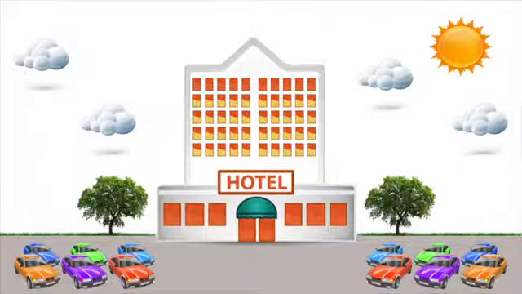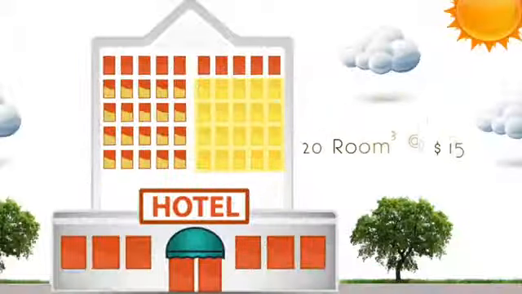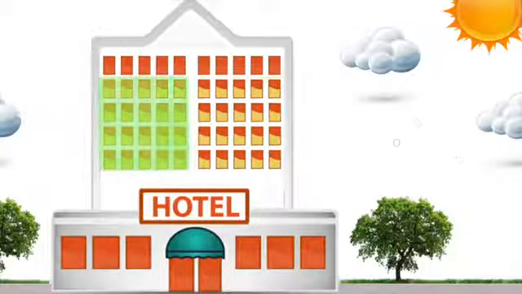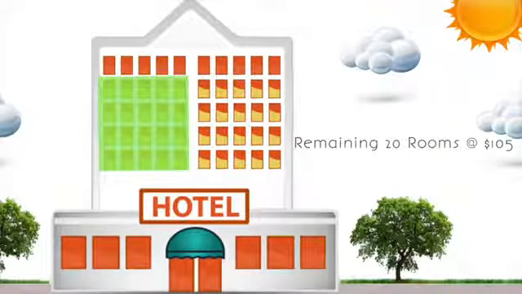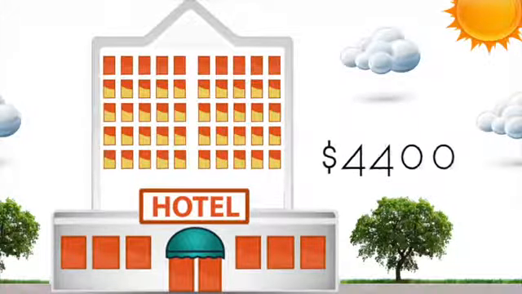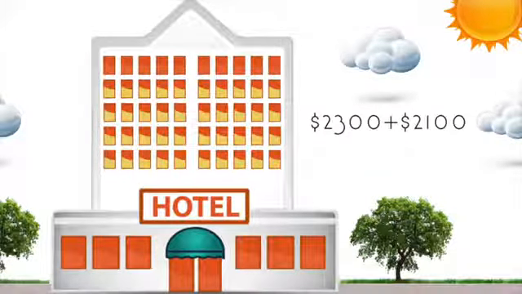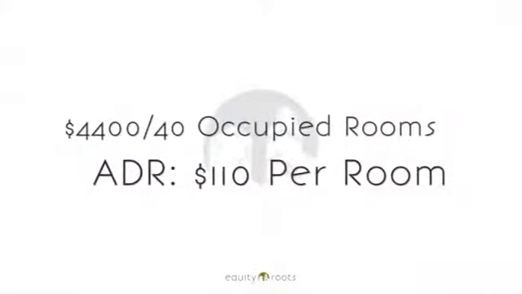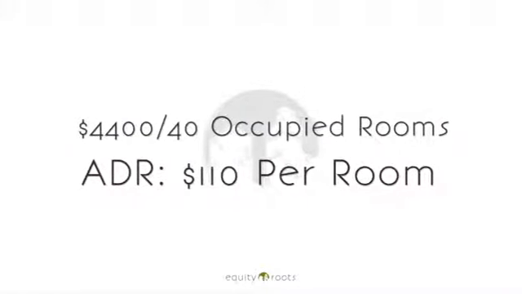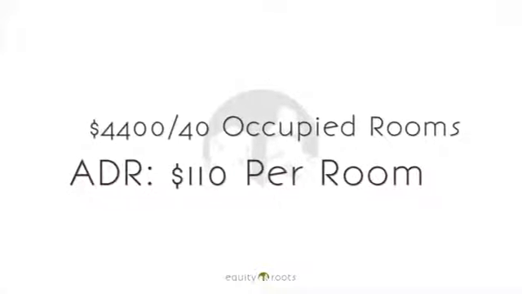Let's go back to our 50-room hotel. Of the 40 rented rooms today, for argument's sake, let's say 20 of those rooms were rented at $115. The remaining 20 occupied rooms were sold at $105. We pulled a total of $4,400 of revenue that night. Our 20 occupied rooms at $115 plus the 20 occupied rooms at $105 give us that revenue of $4,400 total. Not bad. But remember, only 40 of our 50 rooms were occupied. So in this case, our ADR would be the $4,400 of revenue divided by the 40 occupied rooms we had, or an average daily rate of $110 per room.